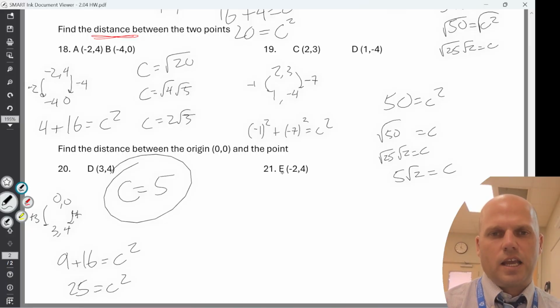Here from 0, 0 to, for question number 21, 0, 0 to -2, 4, the x change will be -2. So that's my x change. My y change is 4. That's my y change. That equals C squared. I have 4 plus 16.